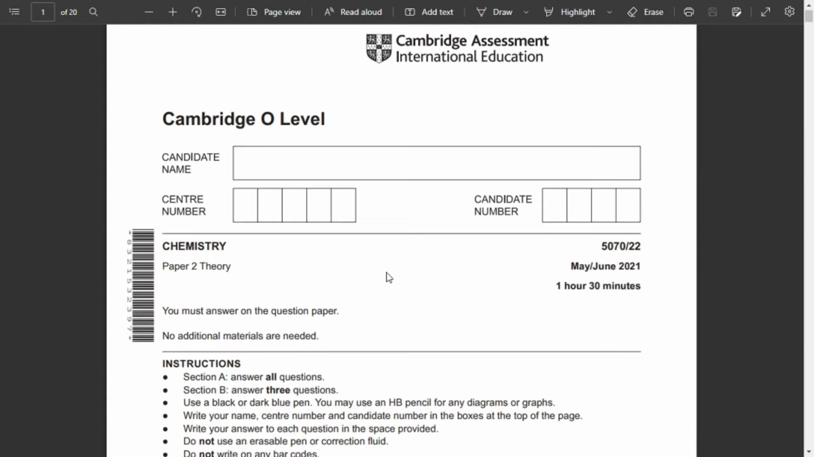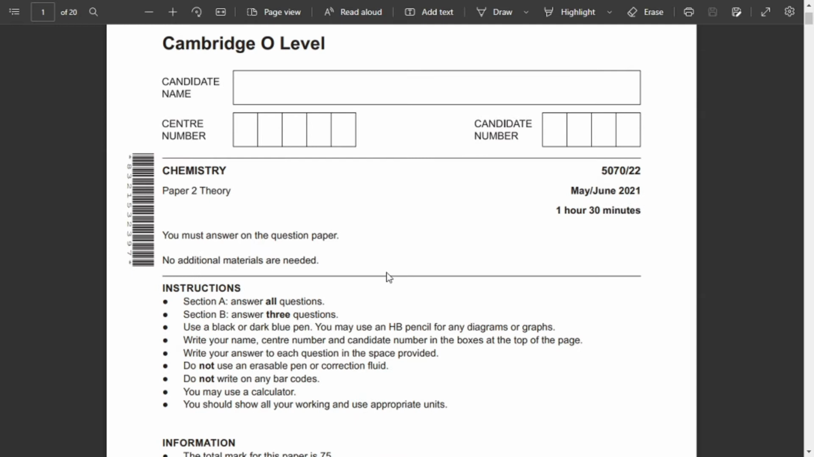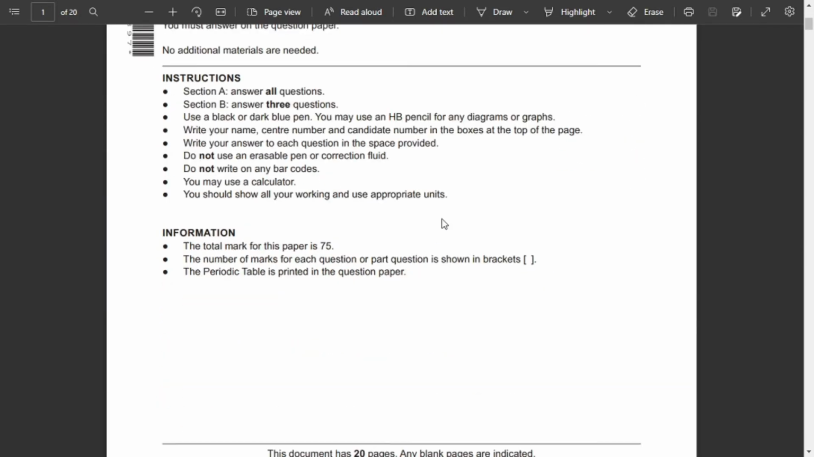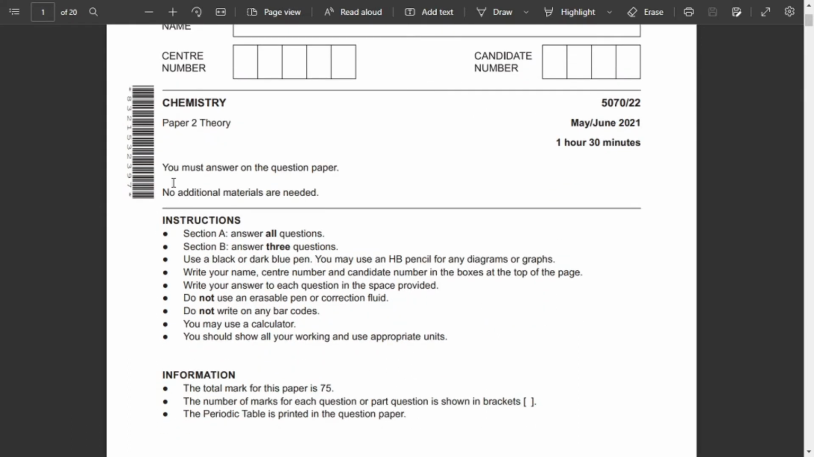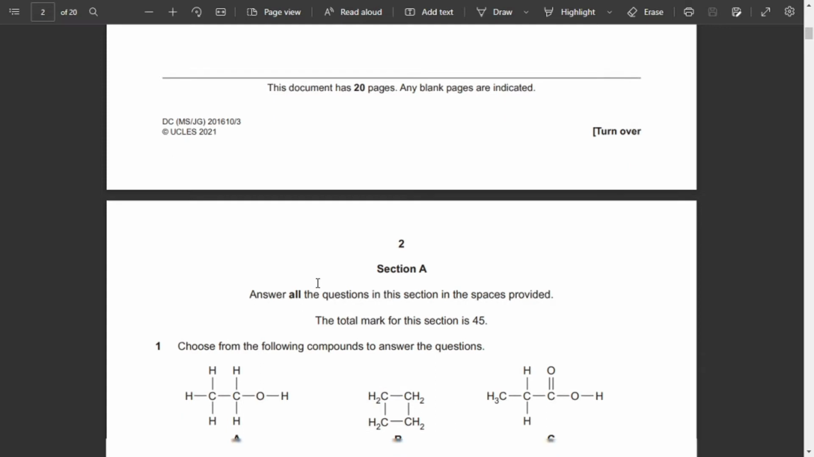So without any further ado, let's start the May June 2021 paper. This paper is of 1 hour 30 minutes, as it is mentioned over here. Make sure you read all the instructions and then you start solving the paper.